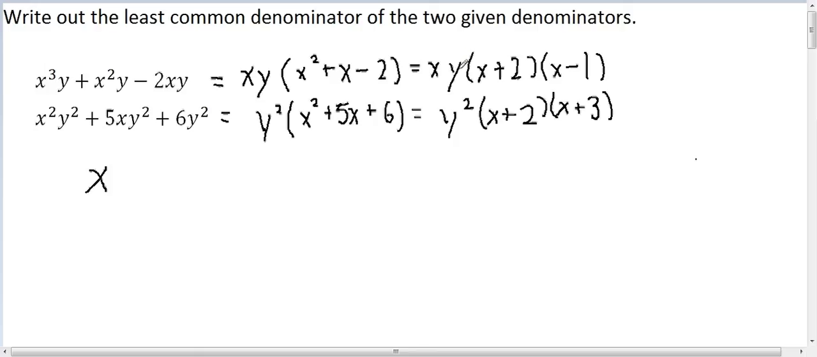Both of these polynomials have y and y squared, so we'll choose the expression with the bigger exponent, which is y squared. So we'll go ahead and write y squared. If we look at x plus 2, that appears in both of the polynomials, and they both have the same exponent. So we'll just go ahead and write x plus 2, then copy what's left, x minus 1, and x plus 3. And this is the least common multiple of these two polynomials, xy squared times x plus 2 times x minus 1 times x plus 3.